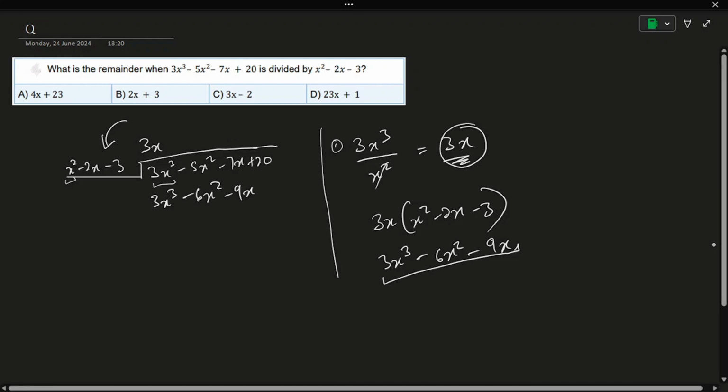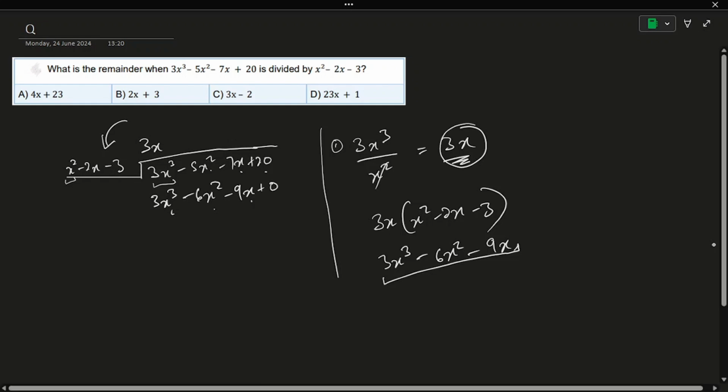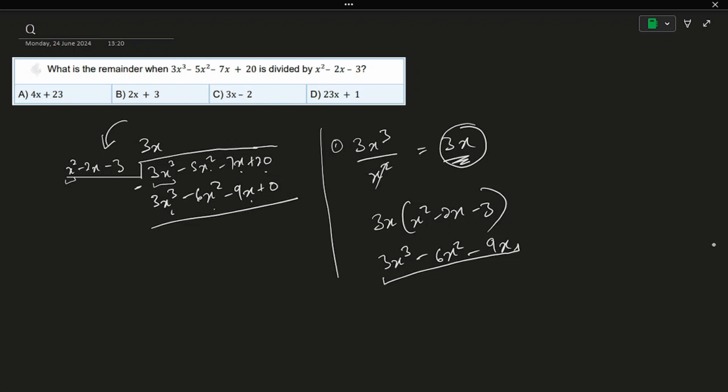You see this x cubed and this x cubed match up, and this x squared and this x squared match up, and this x and x match up, but the 20 doesn't match with anything. It is always recommended to put a 0 here so that you don't get confused in the process. Then you put a negative here because we are subtracting everything. I hope you remember long division from primary school, but what we get here, we need to subtract.